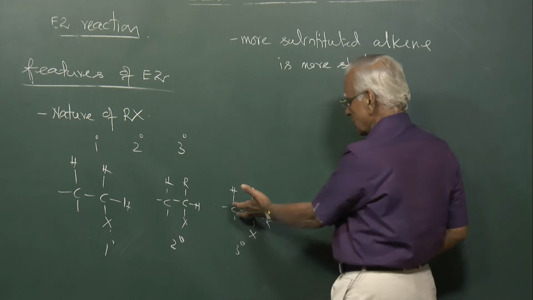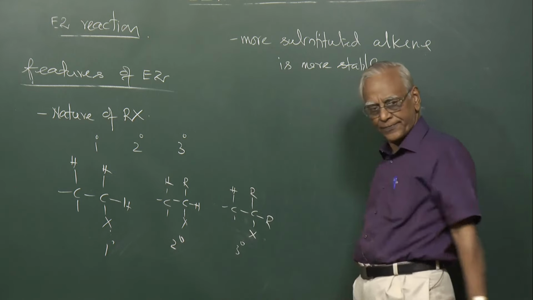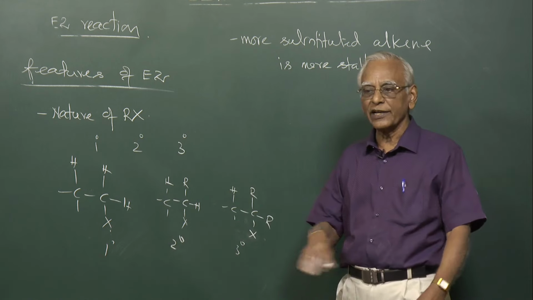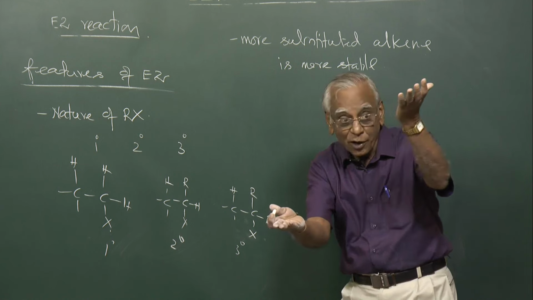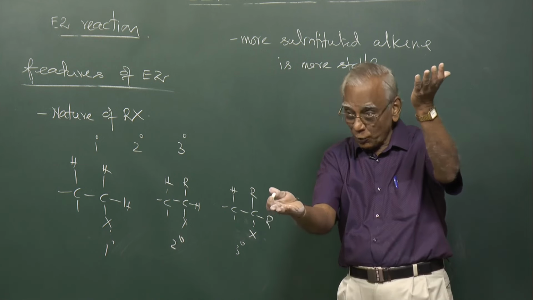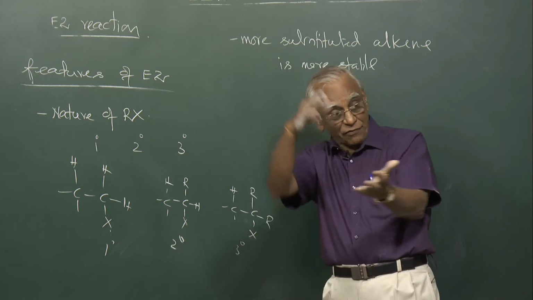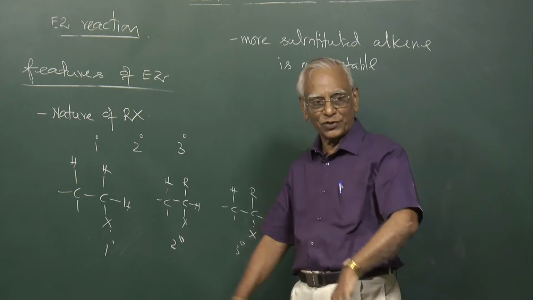And because it is a more stable alkene, I will explain. I will take each one of the examples. It's more readily formed. The activation energy depends on the stability of the product, isn't it? If the product is more stable, activation energy is less. If the activation energy is less, it's a faster reaction. Yes, what is that you wanted to say?